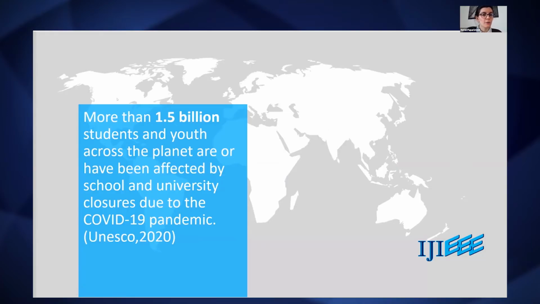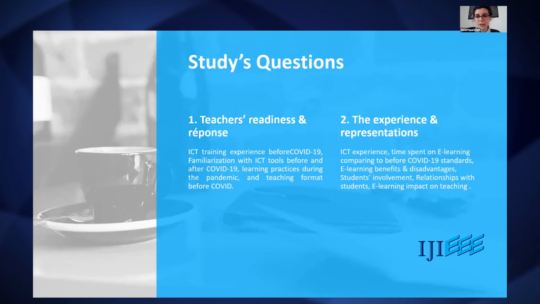As you know, COVID-19 disrupted the pace of higher education worldwide. More than 1.5 billion students and youth have been affected, and schools and universities closed because of that. So we were interested to examine two questions with this study. First, teachers' readiness and response, which means their ICT training before COVID, their familiarization with ICT tools, the learning practices and the teaching format before COVID.